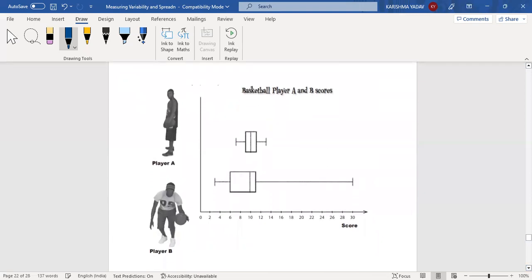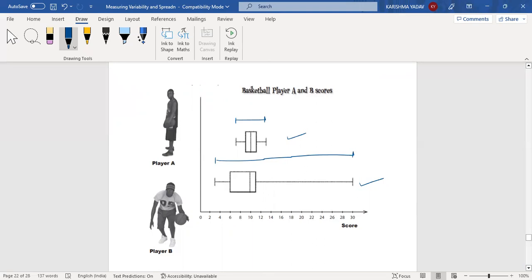Now I have to ask: if I have to choose one player from these two, which one should I choose? Okay, this is the box plot for player A, and this is the box plot for player B. We can see that player A has a relatively small range, and player B has quite a big range. It has this much of range.